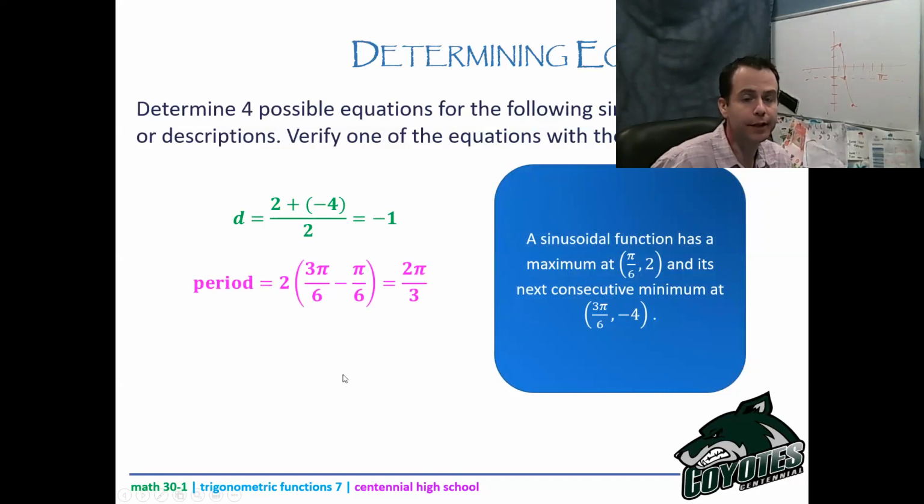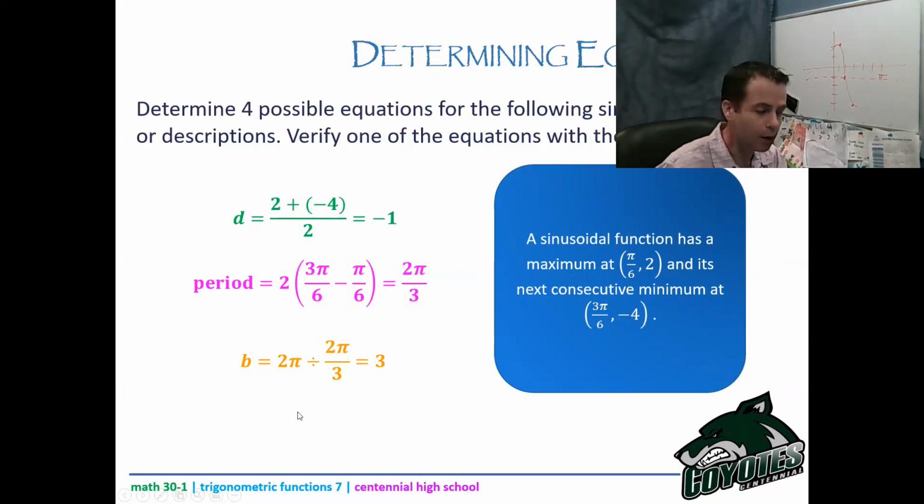So then I have a period. Now, the reason I multiplied that by 2 is because going from that max to that min is only half of a period. So I subtracted 3 pi over 6 minus pi over 6. That gave me half the period. Then I multiplied it by 2 to get the full period. Now that I know the period, I can get B by going 2 pi divided by my period. Remember, when you're dividing fractions, you multiply by the reciprocal. So that is why B ends up being 3.